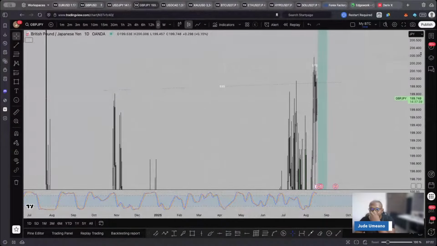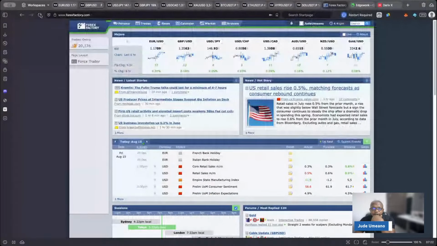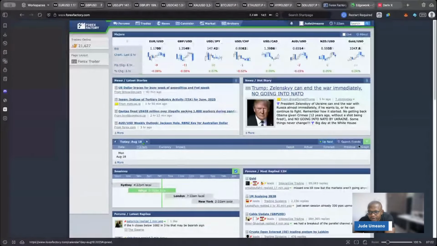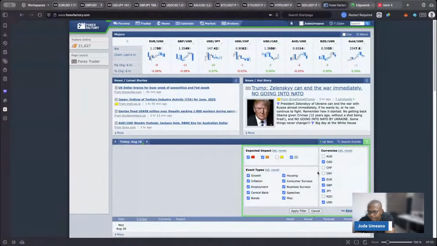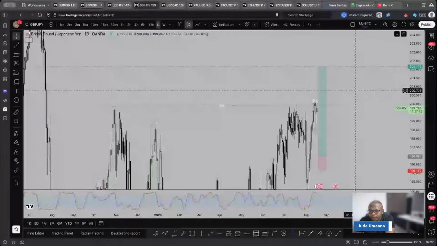There's something I haven't looked at today, which I always try to look at. This is Forex Factory. Let's see if there are news coming out today. So today is Monday. For the major currencies that I trade paired with the dollar, there is no news on them today. We're not bothered about news happening today.